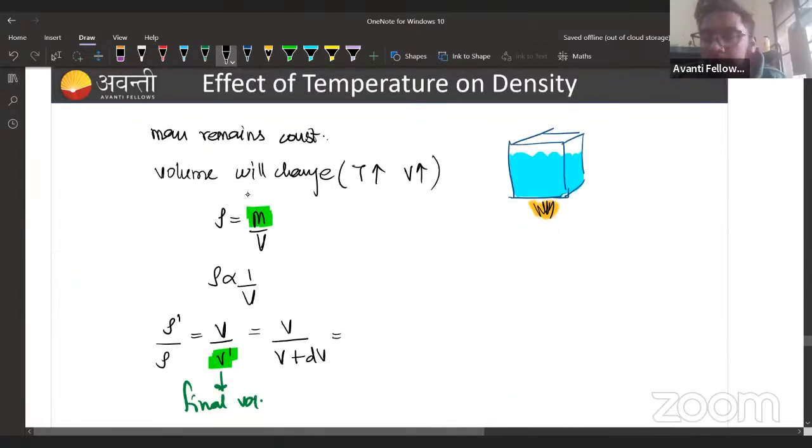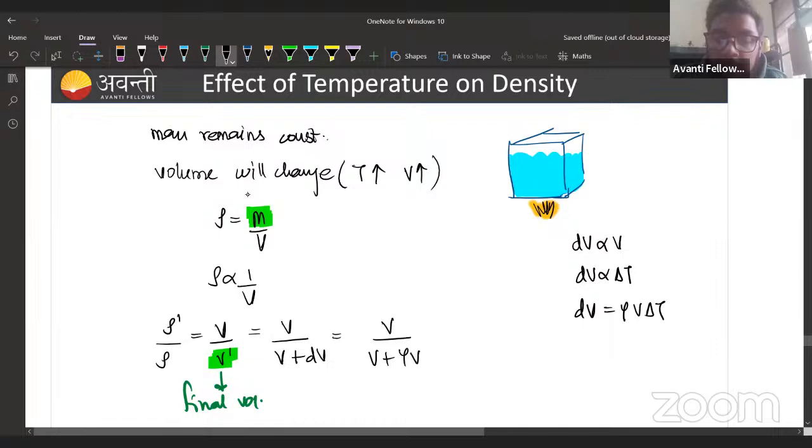So sir, we don't remember. So I told you how to derive it. The change in volume is proportional to which quantities? Original volume. The change in volume is proportional to change in temperature. Combining these two, that will be equal to gamma V delta T, right? Just substitute it here. V plus gamma V delta T.